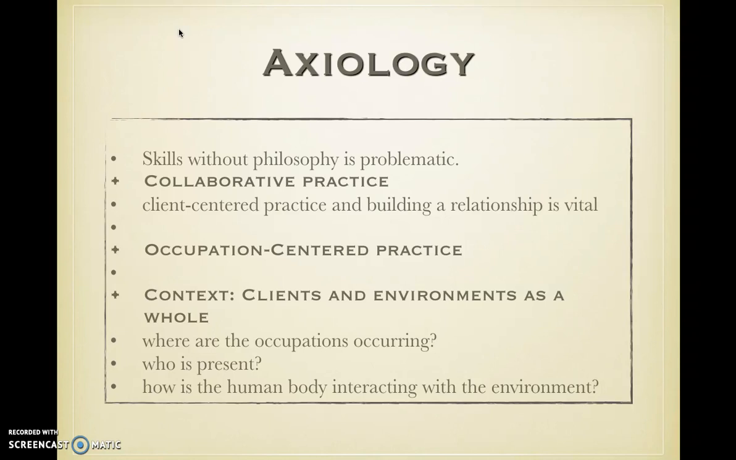Next is context, clients and environments as a whole. So this is a back and forth relationship between the client and their environment. They are a whole picture. They don't exist separate from one another. So we want to know, where are the occupations occurring, who is present when the occupations are occurring, and how is the human body interacting with the environment. This is so important because our environments help shape us, and we help shape our environment.